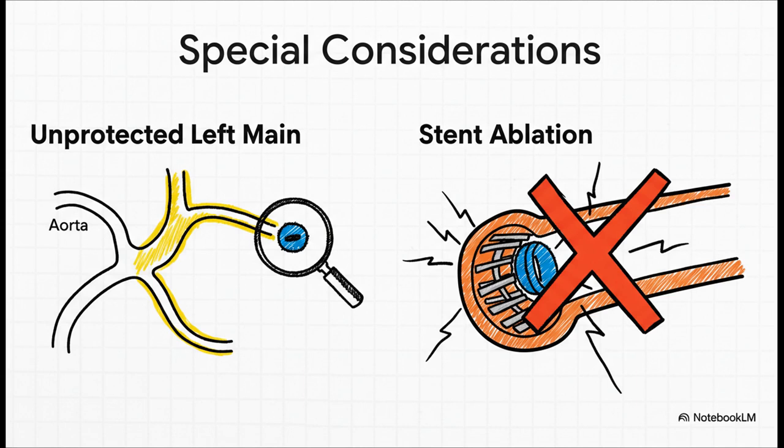Unprotected left main. It's feasible, but there are non-negotiables. You have to start with small burrs, 1.5 millimeters or less, to prevent catastrophic slow flow. And you must use intravascular imaging to guide your final burr sizing. Stent ablation is reserved only for underexpanded stents. It has a high risk of burr entrapment and is absolutely not a procedure for junior operators.